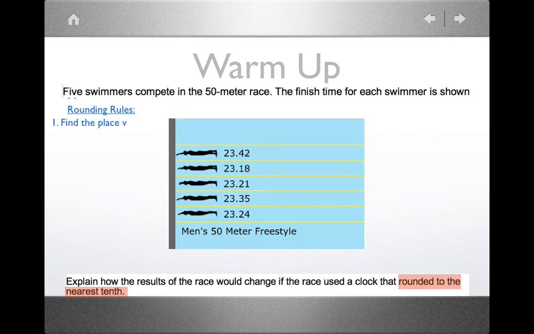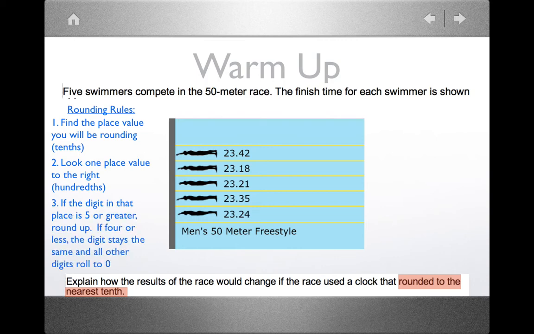Here are some rounding rules. First, find the place value that you'll be rounding to, which is the tenths. Next, look one place value to the right, which is the hundredths. Then, if the digit in that place is 5 or greater, you round up. If 4 or less, the digit stays the same, and all other digits roll to a 0.